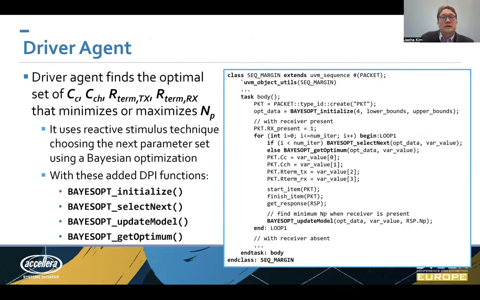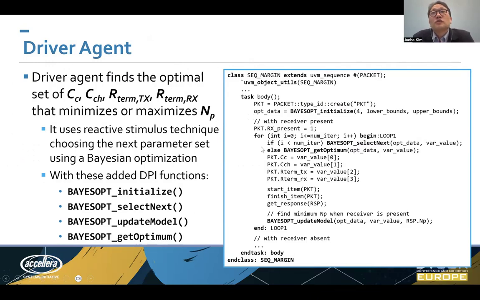The Bayesian optimization algorithm basically constructs a surrogate model based on the previous trial outcomes, and uses the model to predict the outcome of the unexplored points. And once you have enough trials, you have a reliable prediction across the whole continuous range. In the end, you can find a point that will give you either the minimum or the maximum NP. To do that, we have built a four DPI function wrapping around an open source package called BaseOp, implementing this Bayesian optimization, namely BaseOp initialize, select next, update model, and get optimum.